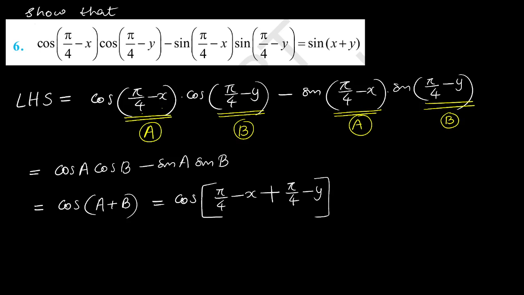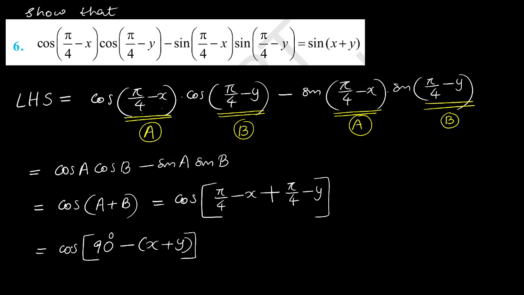All of it clear? Is it okay? Please respond. Yes, sir. So it is equal to cos of bracket. Pi by 4 means 45. 45 plus 45 is 90, minus x minus y, that is minus of x plus y. Is it okay? I can write like this: cos of 90 degree minus (x plus y).